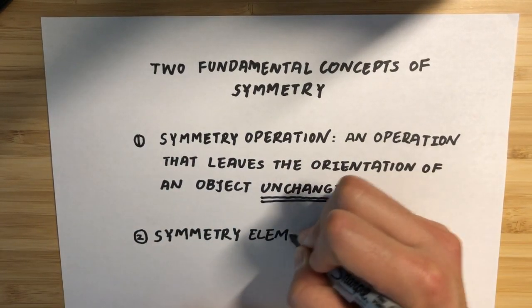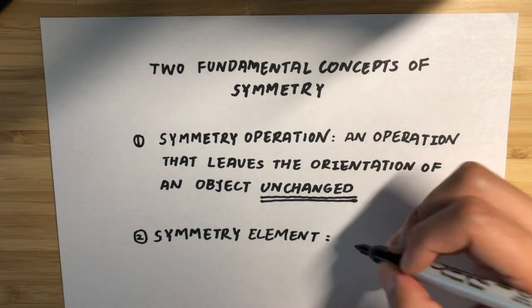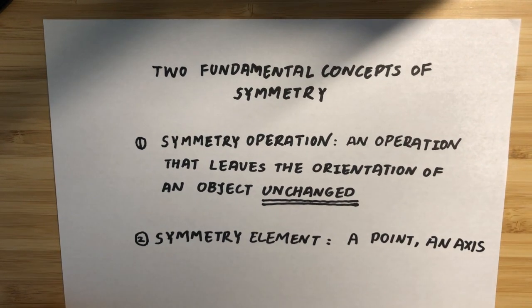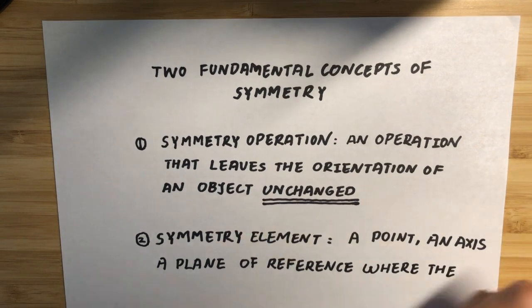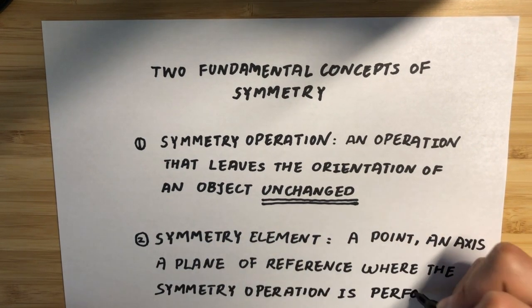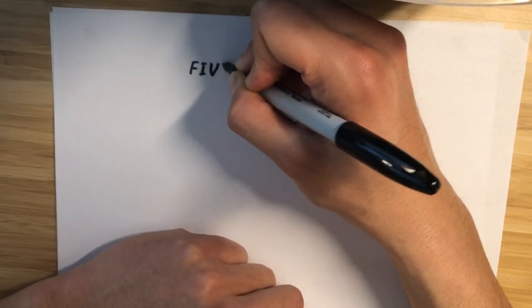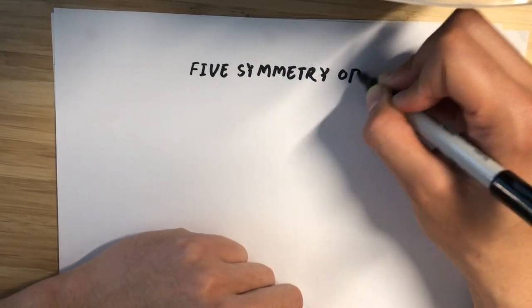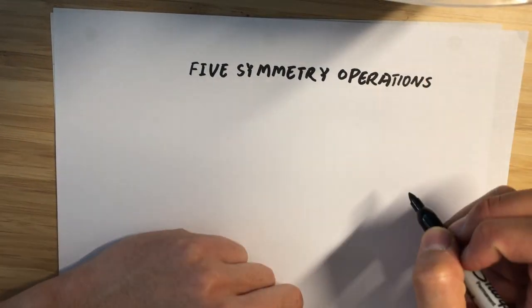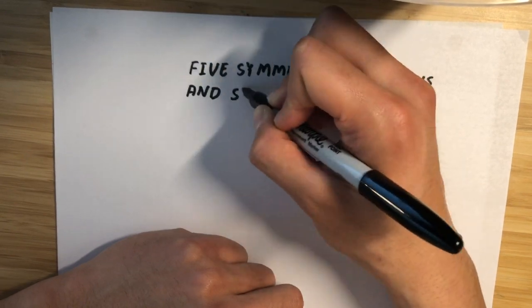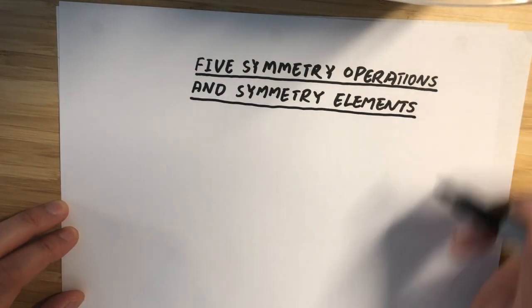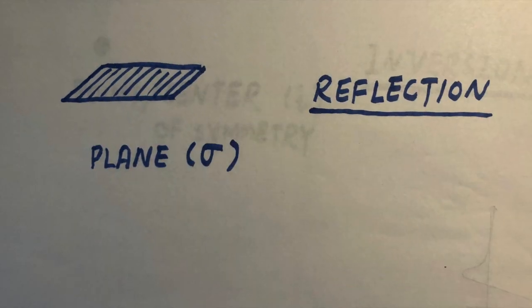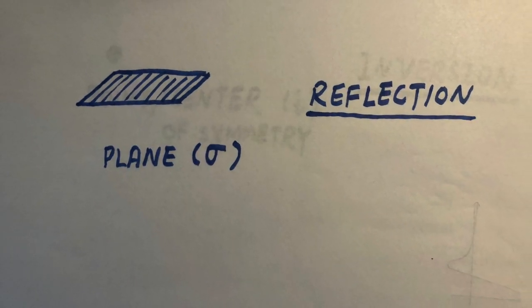The second concept is symmetry element. A symmetry element is a point, plane, or axis of reference about which a symmetry operation is performed. Overall, we have 5 basic symmetry elements, and each of them has a corresponding symmetry operation. The first symmetry element is a plane. The corresponding symmetry operation is a reflection.